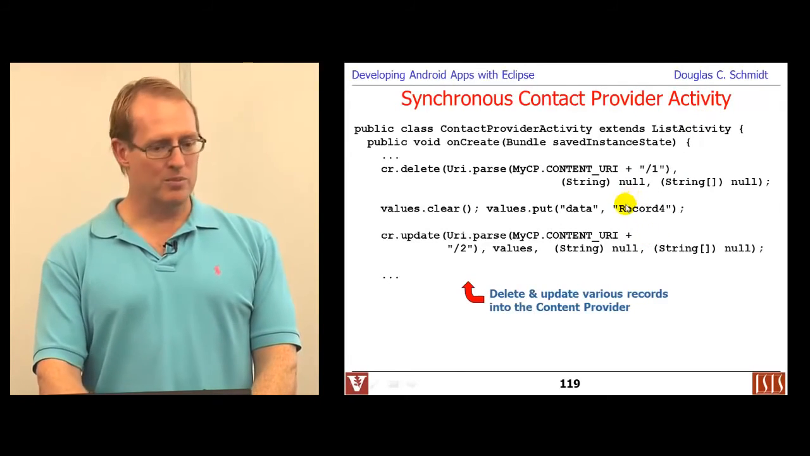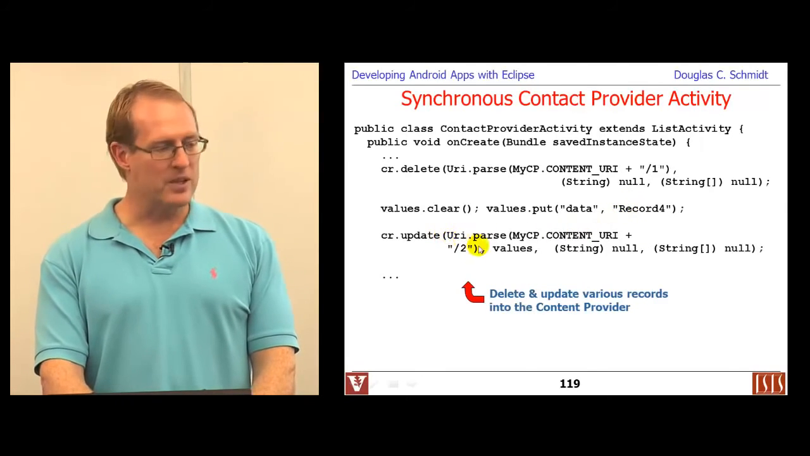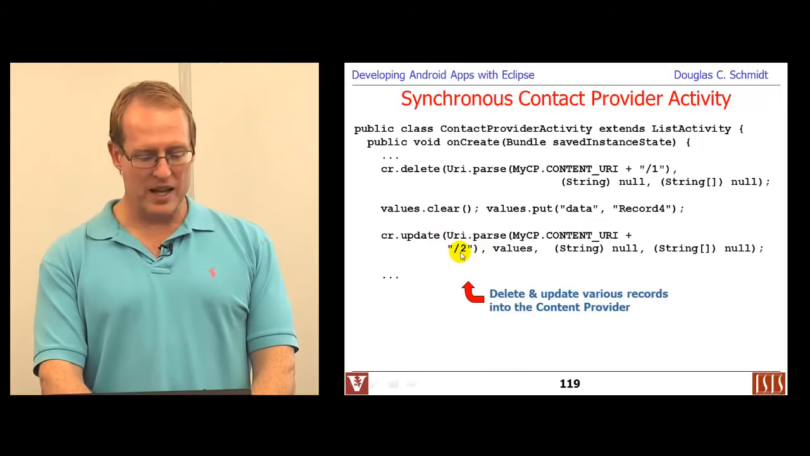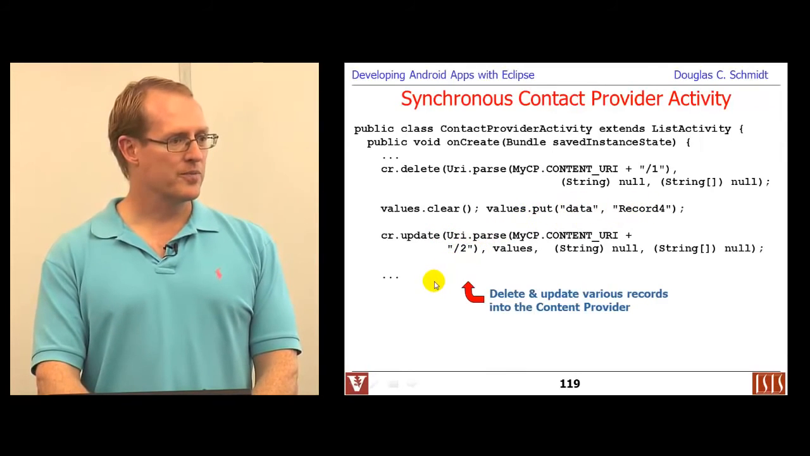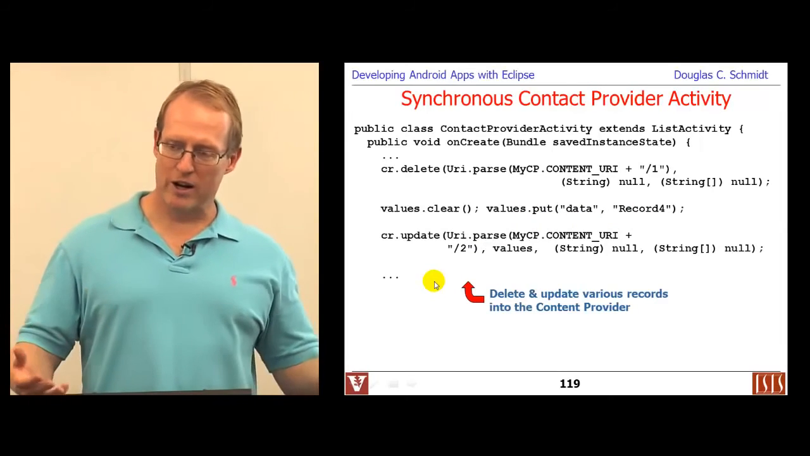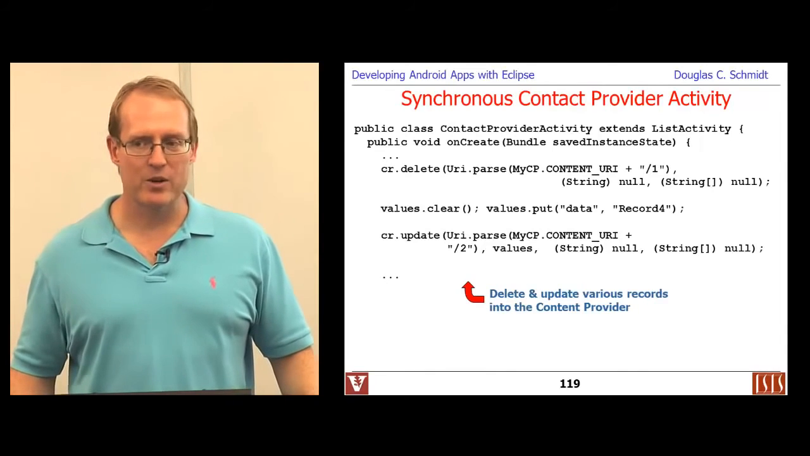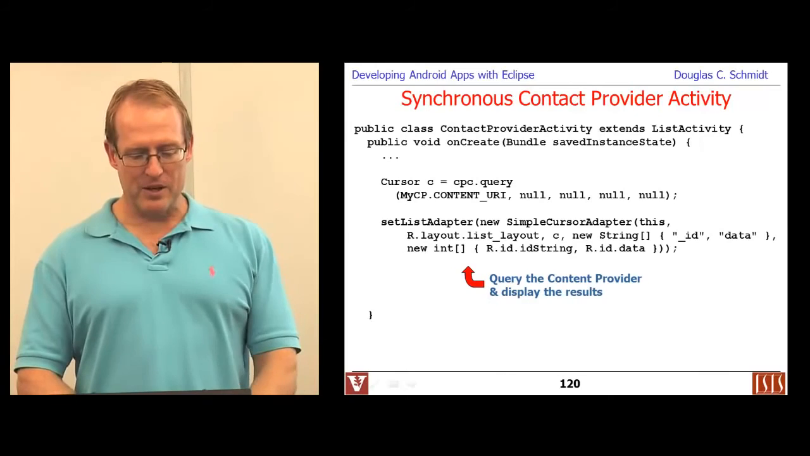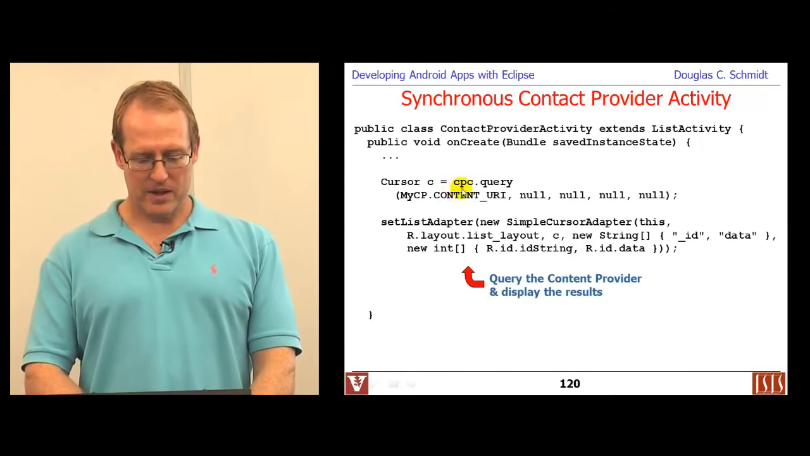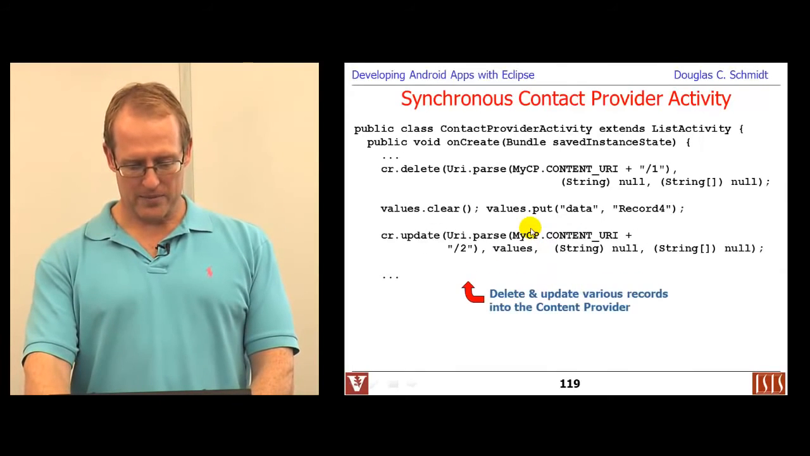We then make a new one, record 4. And then we update something in there. We're going to update the second element to put a new value at that location. So if you printed it out at that point, record 1 would be gone, and record 2 would have its value changed to record 4. Then finally, we query this thing, and that will be used to get the results back.